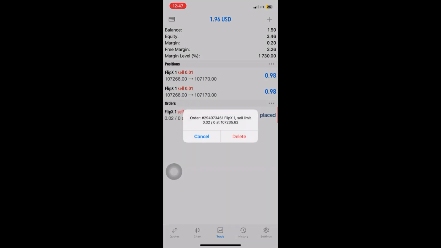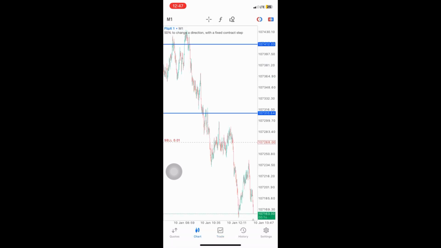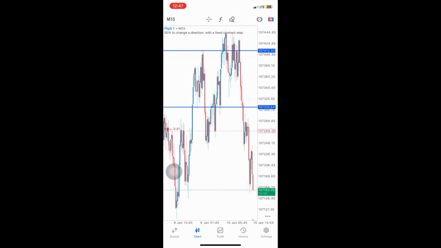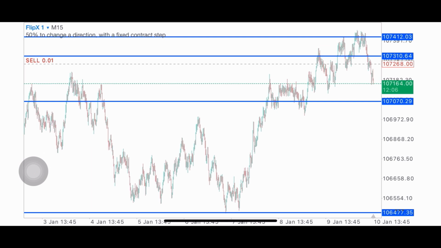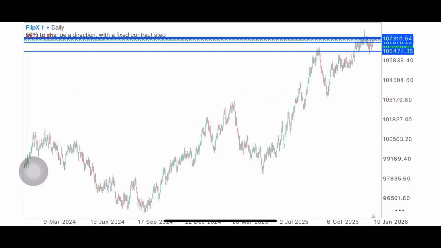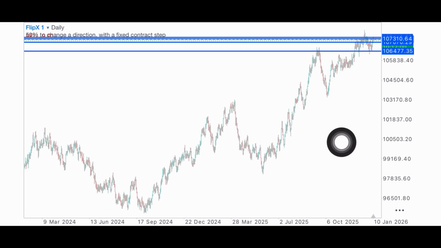As you can see, I placed a sell position, a sell limit, but it didn't trigger. I had to delete it and wait to enter manually. Can you see it? I'm so sorry that I had to rotate. Okay, that's nice. Do you see that level? That is the TP.